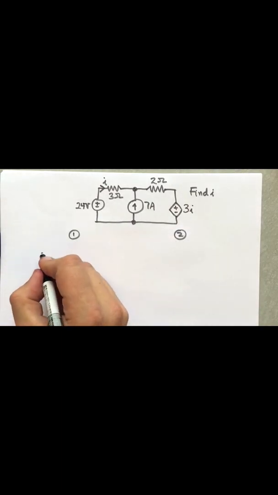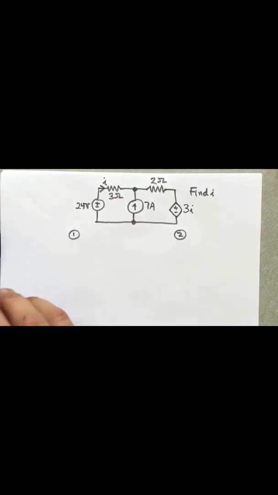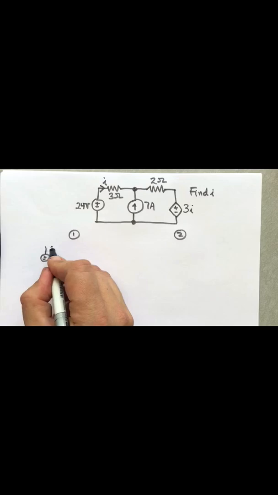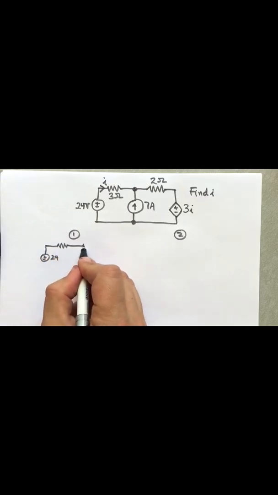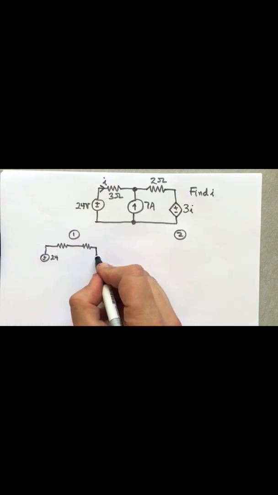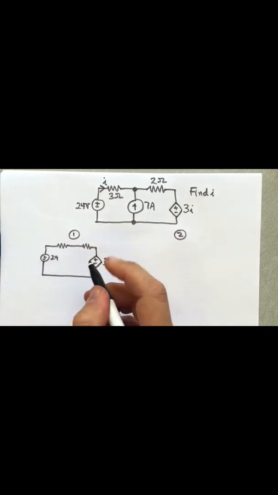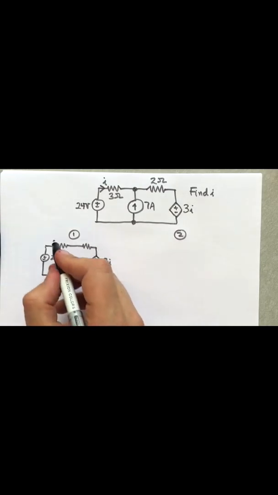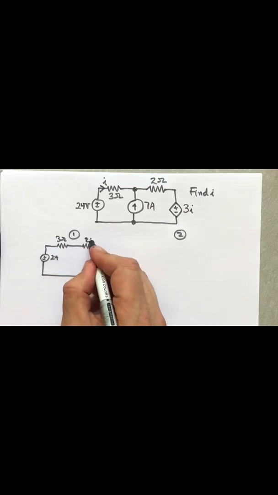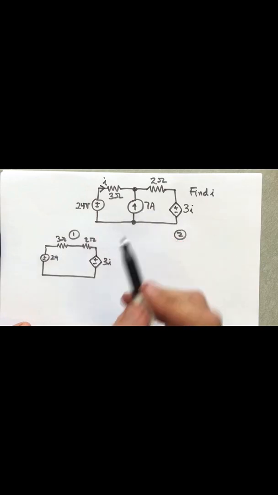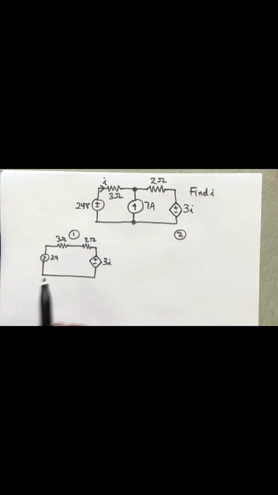end. So the subproblems are going to be, the first one is going to have only the 24-volt source on, but as I said, we're going to leave the dependent source on. And what you'll find here, this is still a 3 ohm, this is still a 2 ohm. Because we're using superposition here, we're going to turn off the 7 amp source or turn its strength to 0, and as a result we'll have an open circuit where it used to be.